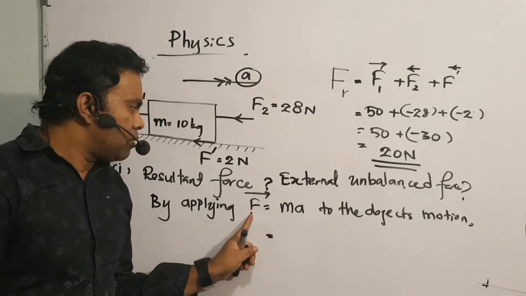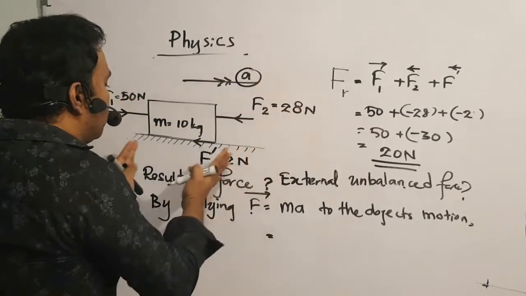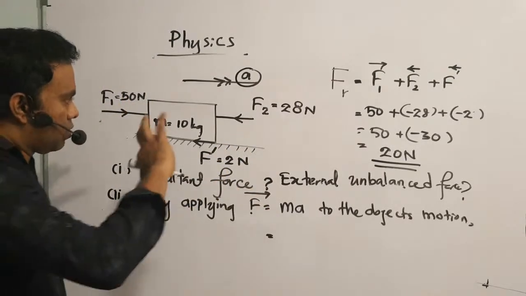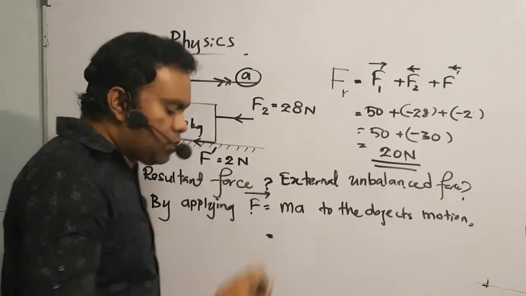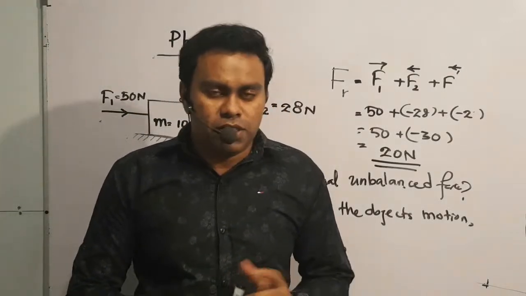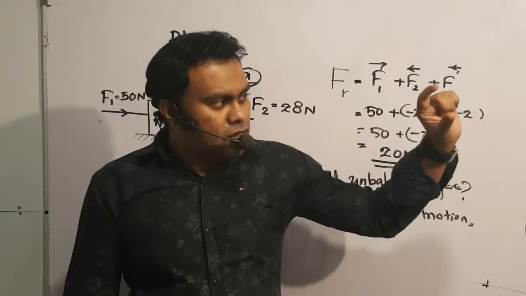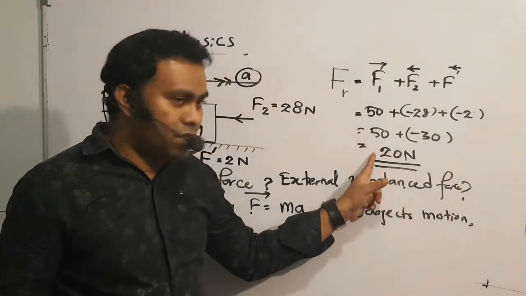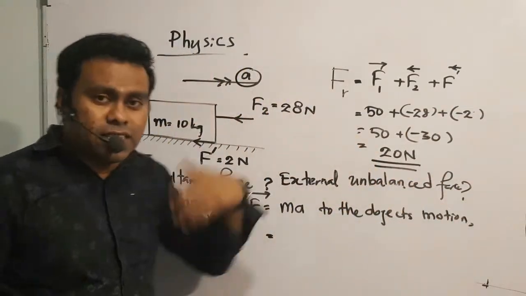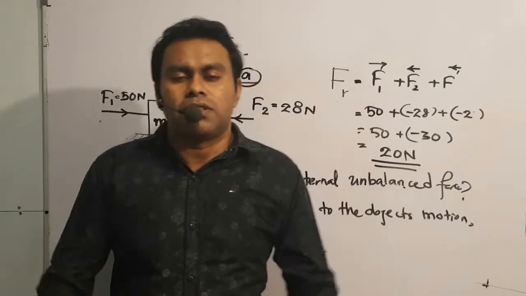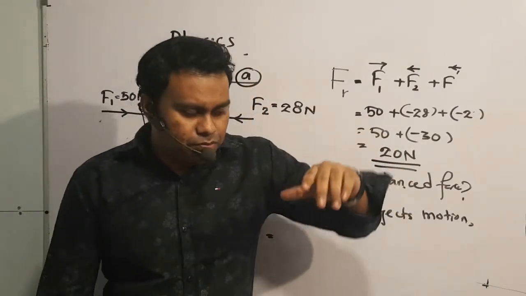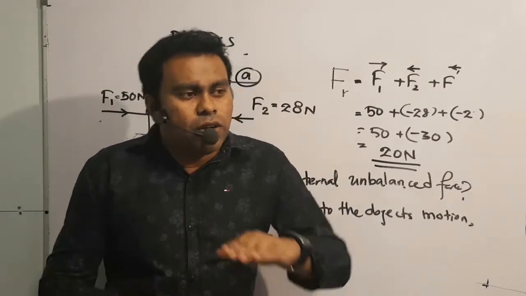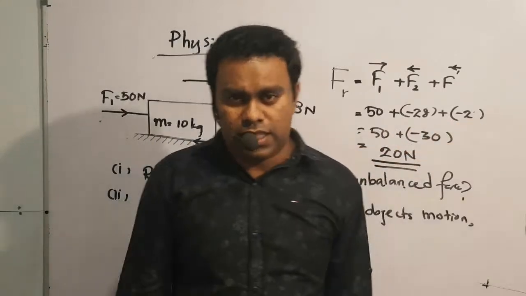External unbalanced force means the sum of all the forces. If this is balanced, by the first law of Newton, he says if there's a balanced force, that means there's no external unbalanced force. That means this is zero. If this is zero, the total result is zero. What happens? This object will tend to stay at the stationary state or it will move at a uniform velocity.